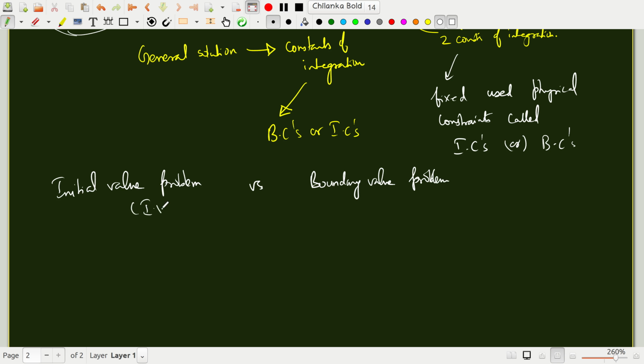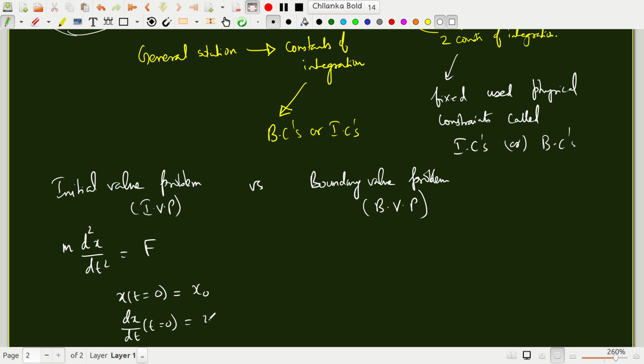Initial value problems are denoted as IVP. This is denoted as BVP. Suppose I say that mass times the acceleration of a particle is the force on the body. In order to solve this differential equation in time, you have to specify the position of the particle at time t equal to 0 and the velocity of the particle at time t. This is Newton's law of motion, right?